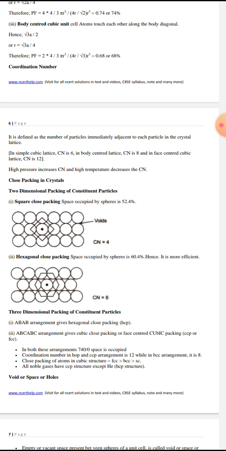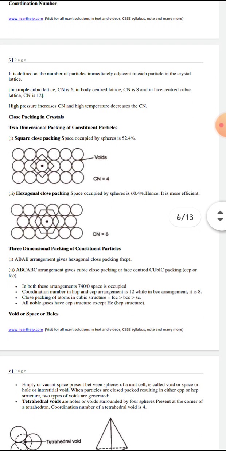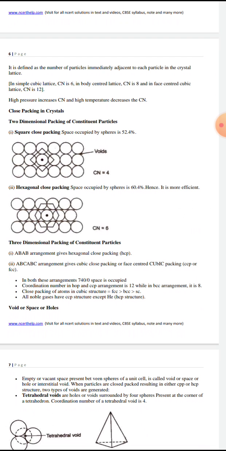Coordination number is defined as the number of particles immediately adjacent to each particle in the crystal lattice. Next is close packing in the crystal. Two-dimensional packing of constituent particles: in square close packing, space occupied by spheres is 52.4% and Cn is 4. In hexagonal close packing, it is 60.4%, so it is more efficient.